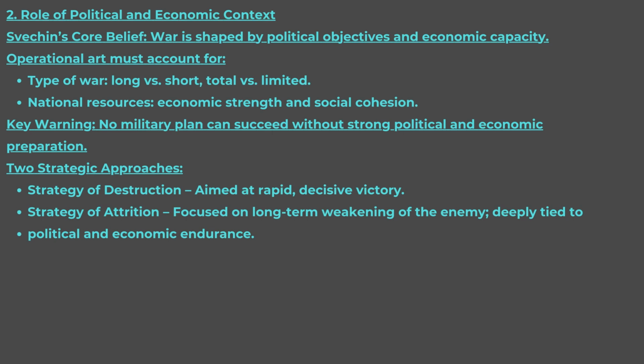Key warning from Svechin: no military plan can succeed without strong political and economic preparation. He proposed two strategic approaches. Strategy of destruction, aimed at a rapid, decisive victory. Strategy of attrition, focused on long-term weakening of the enemy. This approach depends heavily on political and economic endurance. So, dosto, understanding the context of the war is crucial for operational planning.